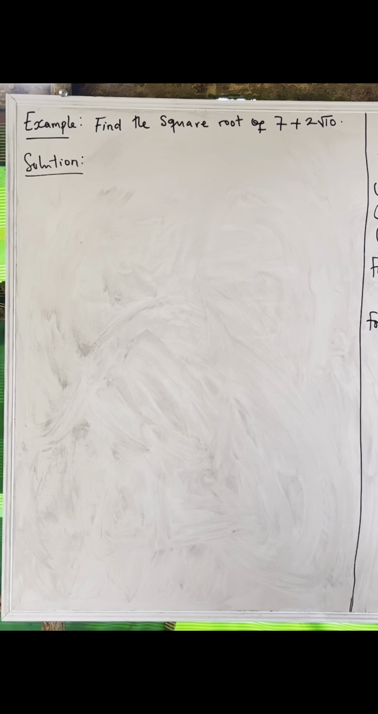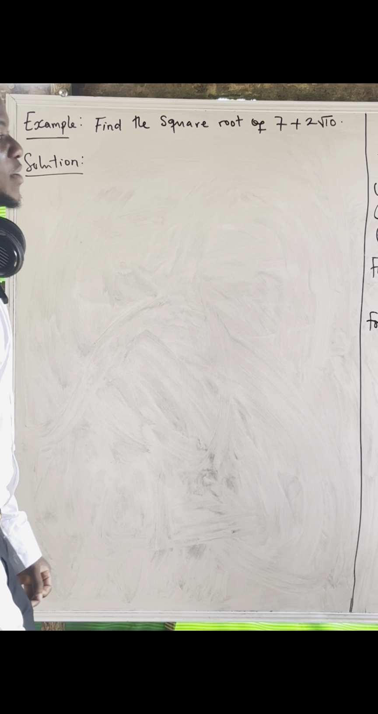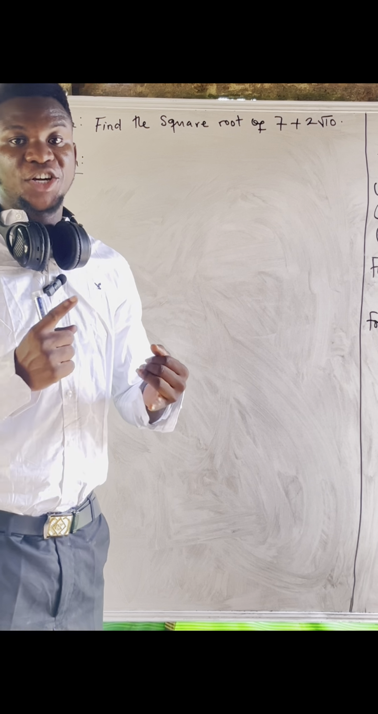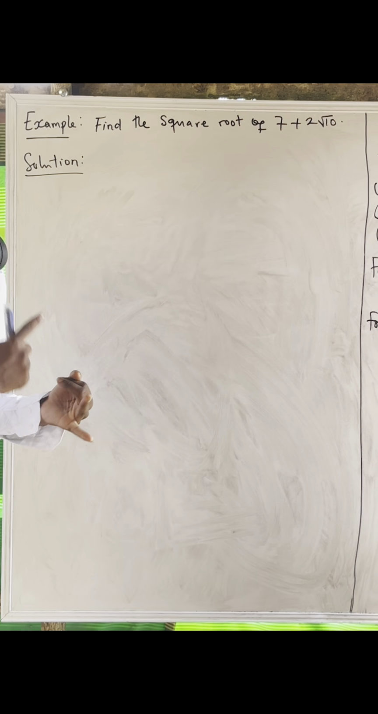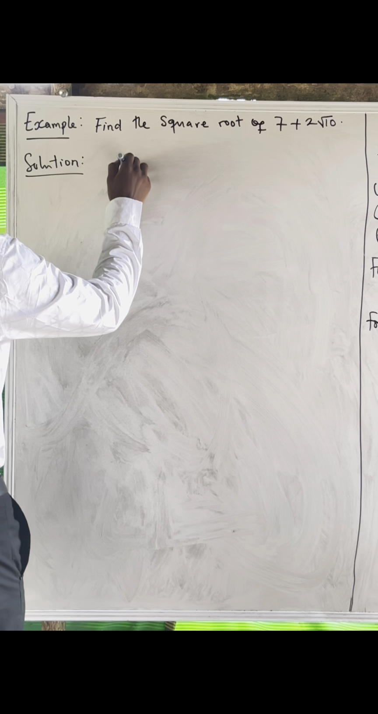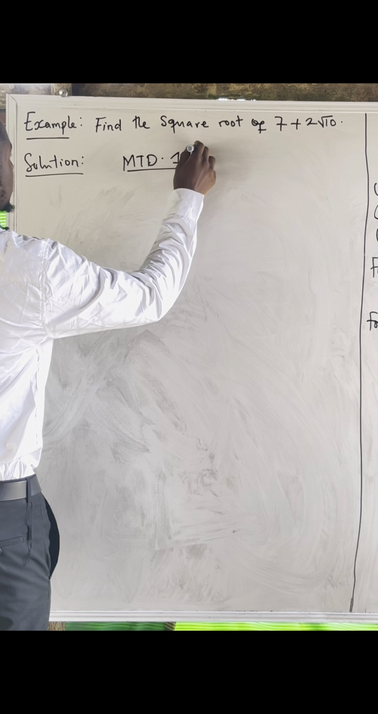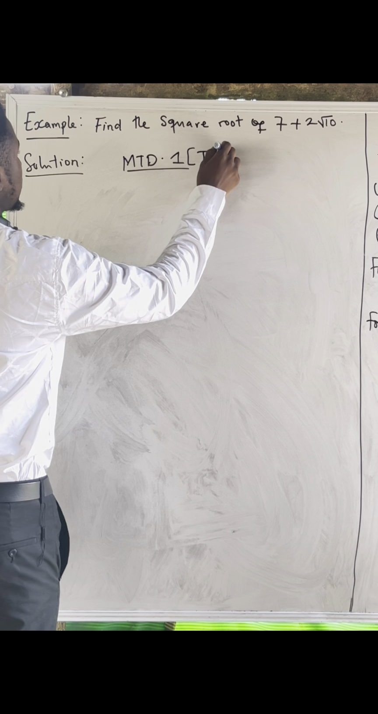Now guys, in this example, the question is: find the square root of 7 plus 2 root 10. Firstly, we are going to be using three methods: the trick method, the formula 1 method and the formula 2 method. Now let me start with the trick method. Method 1. I'm going to be using the trick now.